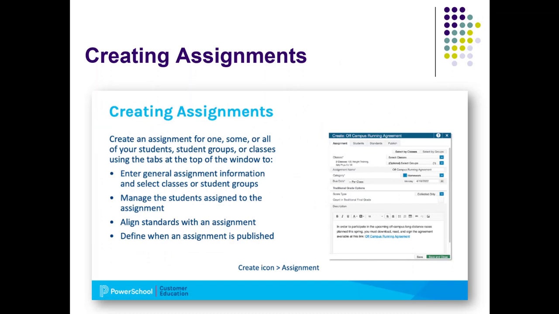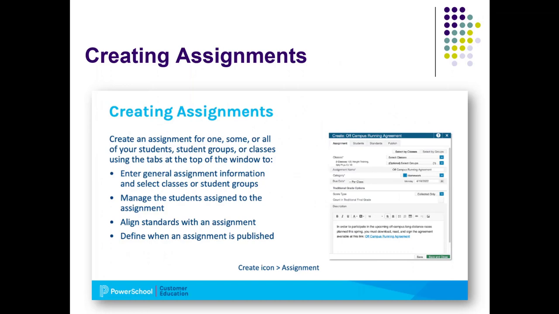As you create assignments, you can do so for some or all of your students in groups or classes. So you enter general assignment information and select classes or group. And this is done by hitting that plus sign, the create icon in the top right-hand corner, and you'll see assignment. And you could also align standards with an assignment and define when assignments are to be published. Published meaning made available and visible in the public portal, aka parent portal, for parents and students to see.